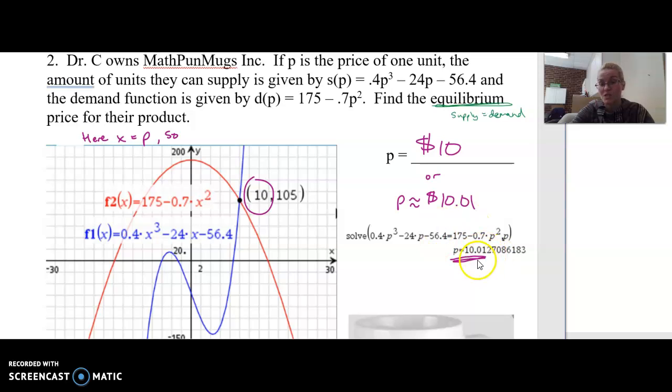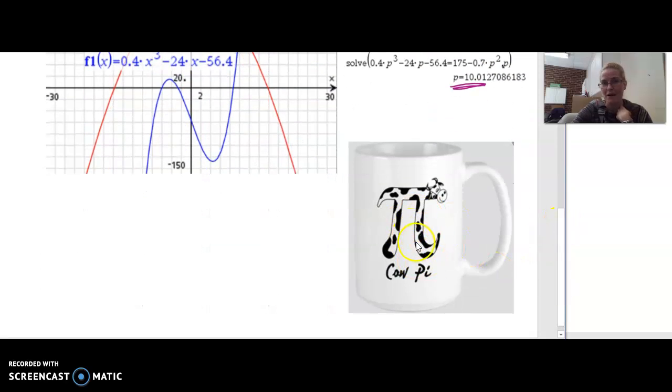If you want it to be most accurate, it'd be $10 and a penny. So be sure if we're talking about a price, put a $ sign there, right? It's money. So that was that quick check. And this was my cow pie mug.